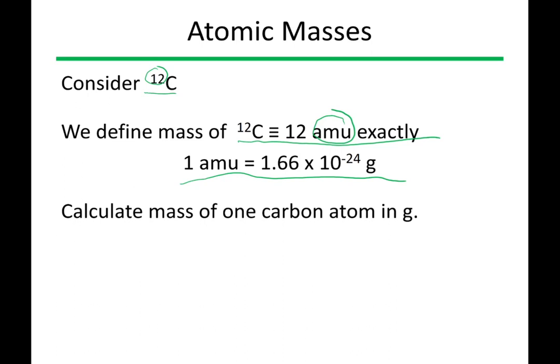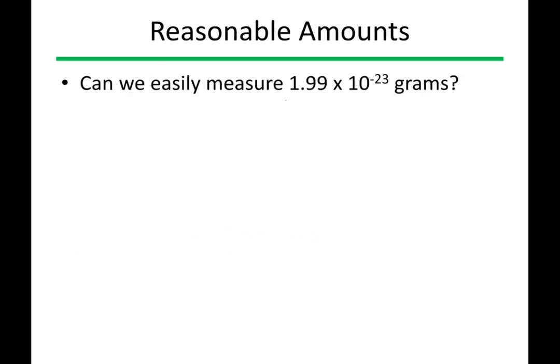If we were to calculate the mass of 1 carbon in grams, that's 12 of these AMUs, so that would be 12 times 1.66 times 10 to the negative 24th grams. That would be equal to 1.99 times 10 to the negative 23rd grams. So is this something that we could actually weigh? Could we go out and weigh 1.99 times 10 to the negative 23rd grams?